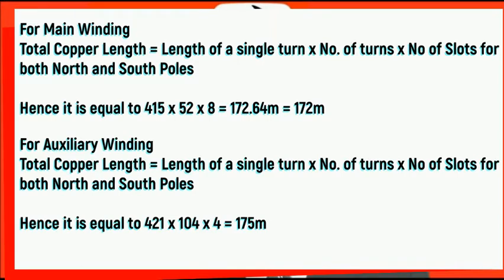For auxiliary winding, total copper length equals length of a single turn times number of turns times number of slots for both north and south poles. Hence it is equal to 421 times 104 times 4 equals 175 m.